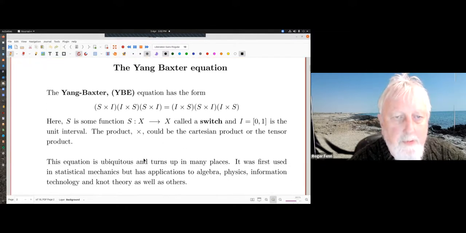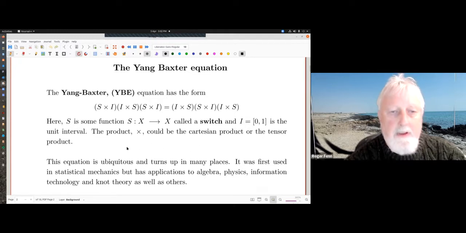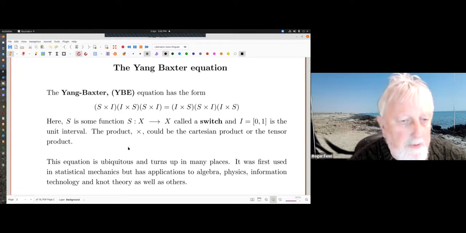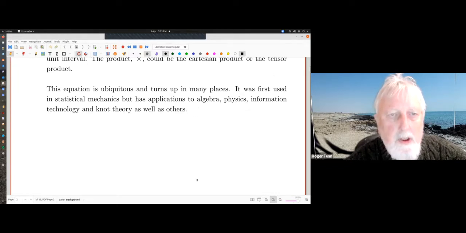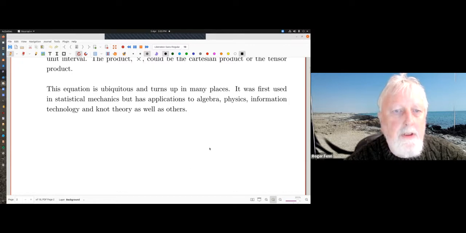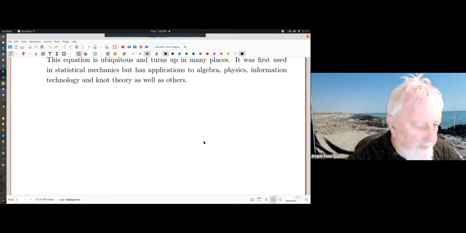So what is useful about the Yang Baxter equation? Well, it turns up all over the place. It's one of those fundamental equations which describes life. It's first used in statistical mechanics, but has applications to algebra, physics, information technology, and knot theory, as well as others. So I'm, of course, interested in knot theory, and it's a sort of analog of the Reidemeister 3 move.